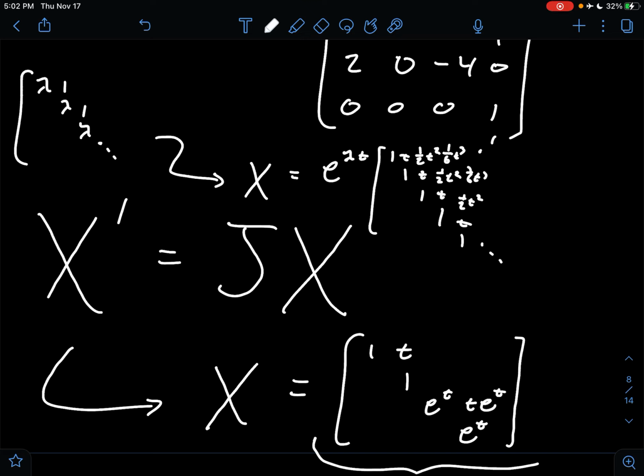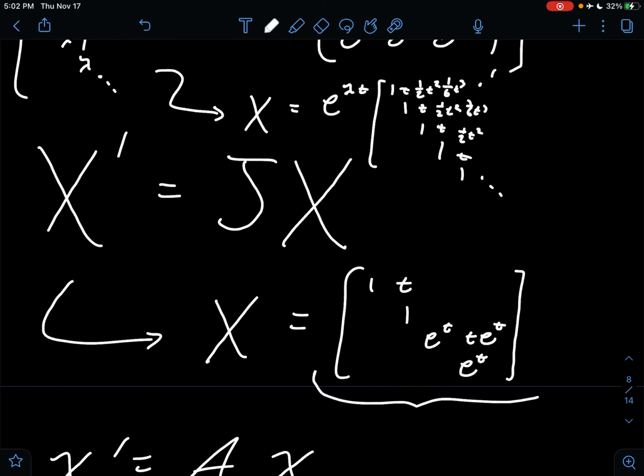This is how you write the block of X corresponding to the Jordan block given by this, for an arbitrarily large Jordan block. Here we only have nice small Jordan blocks, only 2 by 2 Jordan blocks. Now for this block, we have lambda equals 0, and e to the 0 is just 1, so we don't have to write any e's. For this one, lambda is 1, so we have e to the 1t, and in all of them we have 1, 1, 1, 1, t, t.